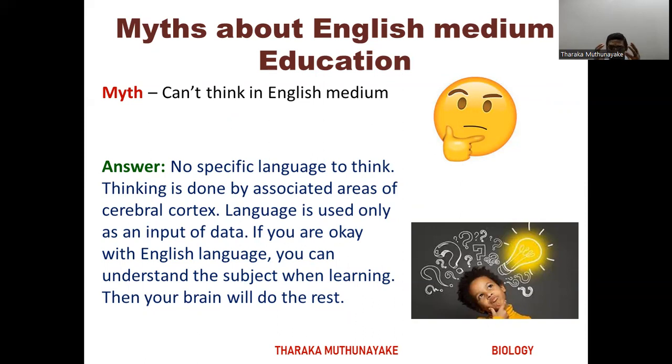Inside our brain, there are regions called associated areas in the cerebral cortex. They are responsible for thinking and decision making. So language is used only as an input of data. If you are okay with the English language, you can understand the subject when learning. When the things are understood, that sensory information will be sent to your brain. Then the brain will do the rest. The brain will store them and analyze those. So there is actually no language to think.